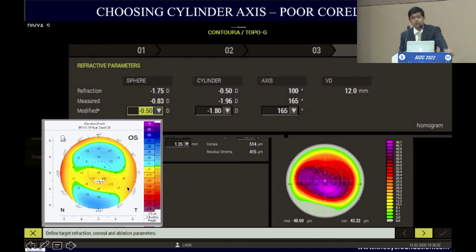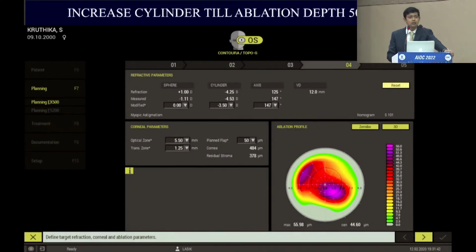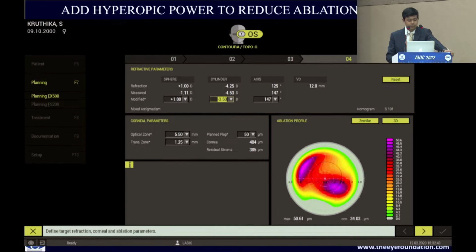Look at the front elevation maps and then see how the cylindrical axis is and select the appropriate axis accordingly. More often than not, if you've taken a good, repeatable, reliable scan, go ahead and choose the topographic axis, or closer to the topographic axis would be better. In some cases, patients are accepting a little bit of hyperopia.